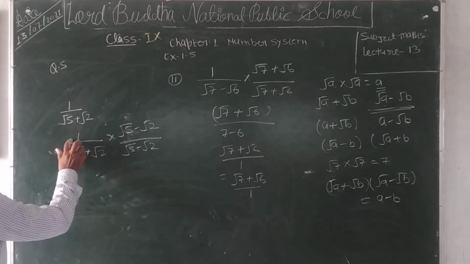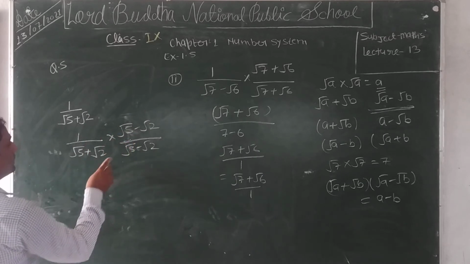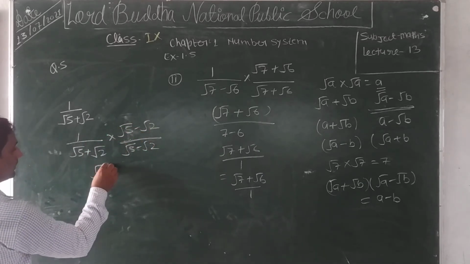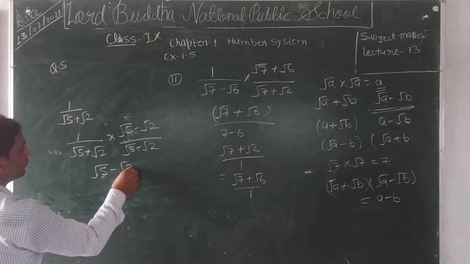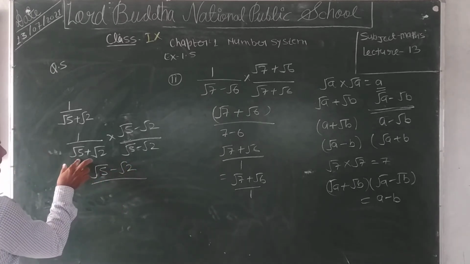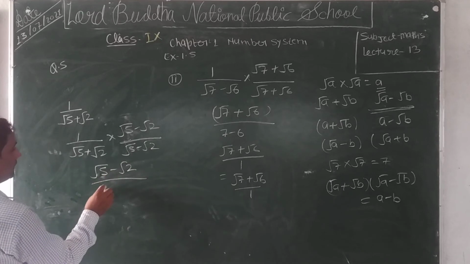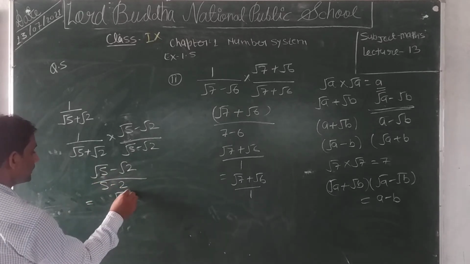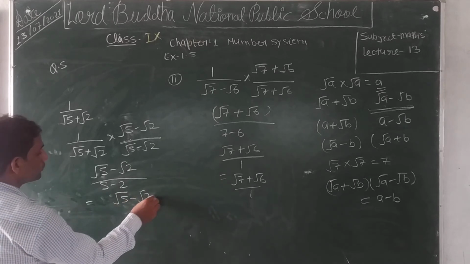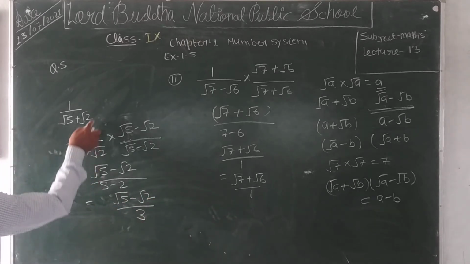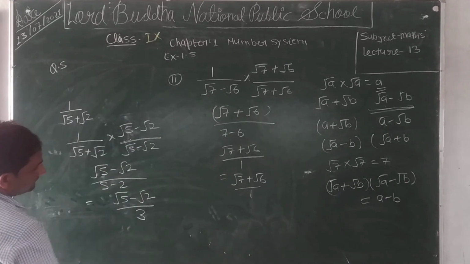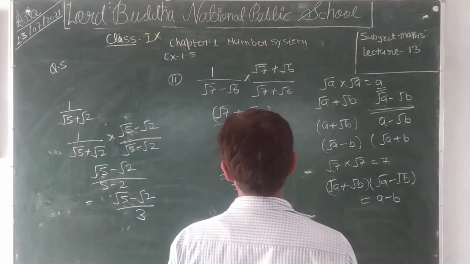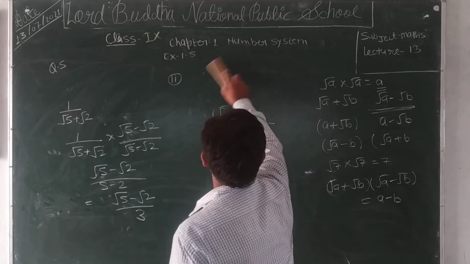Clear? When we multiply this term by 1, then its value will not change. Hence, we write the same upon. Here, it will become a minus b, means 5 minus 2. Means this will be root 5 minus root 2 upon 3. We convert this irrational number into a rational denominator. The rationalization is completed. Now, this is the last part.